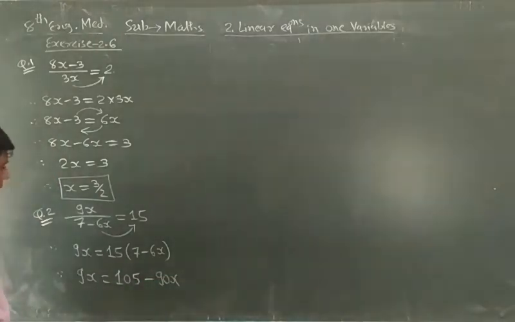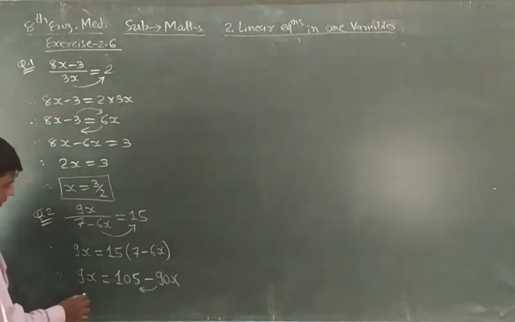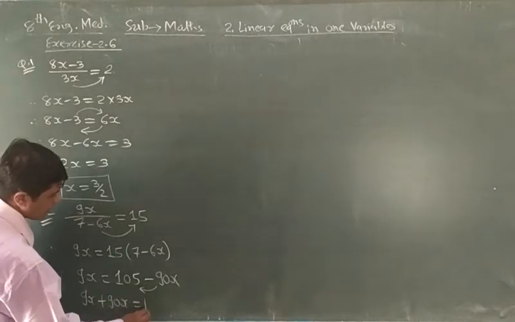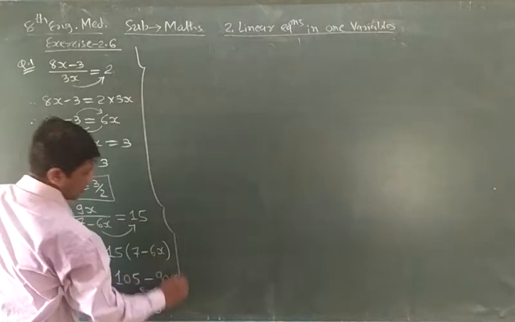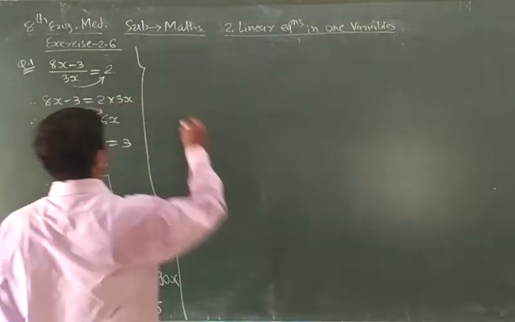Okay, now here minus going this side, so plus. So 9x plus 90x is equal to 105. Okay, so 9 plus 90, so 99.